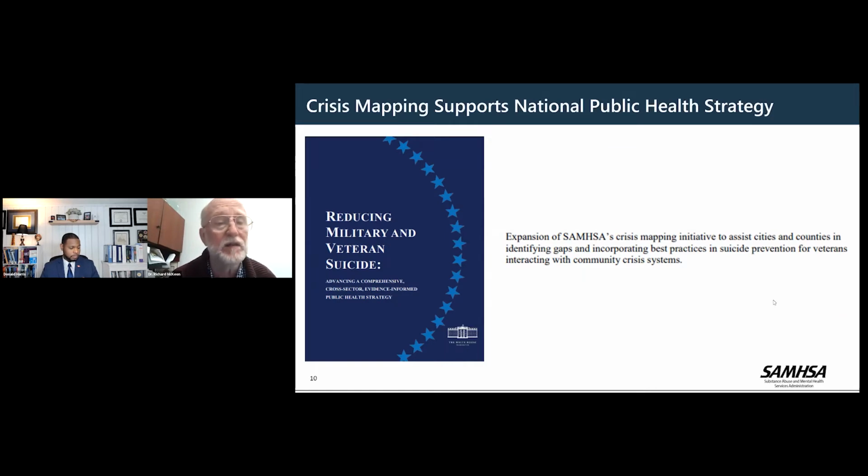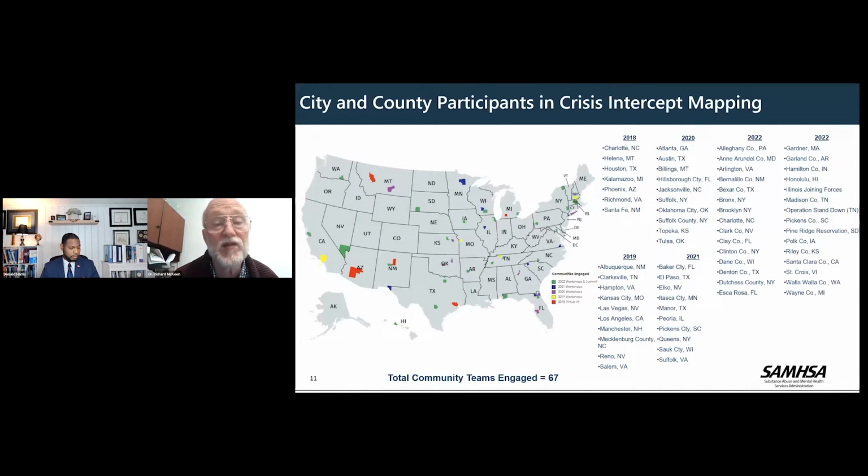So we can go to the next slide. SAMHSA and the Center for Mental Health Services has been pleased to be able to support crisis intercept mapping going back to 2018. And this really has two major components. This is very much an initiative that focuses on localities, either counties or cities, to help them go through a planning process to identify whether they have the key components available in their crisis system, whether those key components are able to coordinate with each other, and whether they are utilizing best practices.